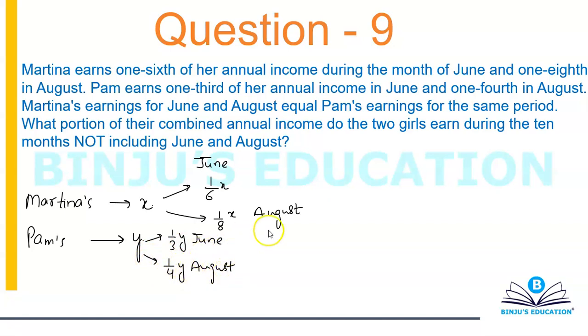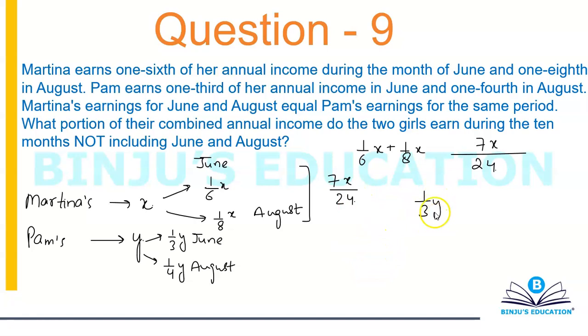Let's add them also. So 1/6 x plus 1/8 x. You can take the LCM, which comes out to be 24. So 6 is 4 times, 8 is 3 times, so it will be 7x by 24. These two values combined will be 7x by 24. And for Pam, it will be 1 by 3 y plus 1 by 4 y. You can take 12 as the LCM, and that will simply be 7y by 12. So these two combined will be 7y by 12.